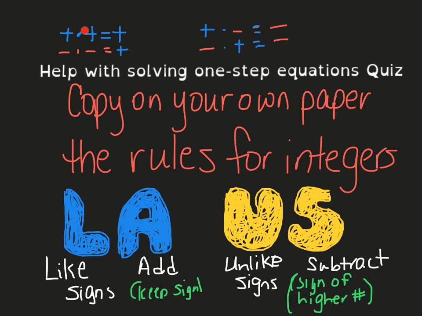And then up here, I only did multiplication, but it works for division this same way. If you have a positive times a positive, the answer is positive. Negative times negative, your answer is positive. And if your signs are different, your answer is negative. That's the basic rule that you need to get down.